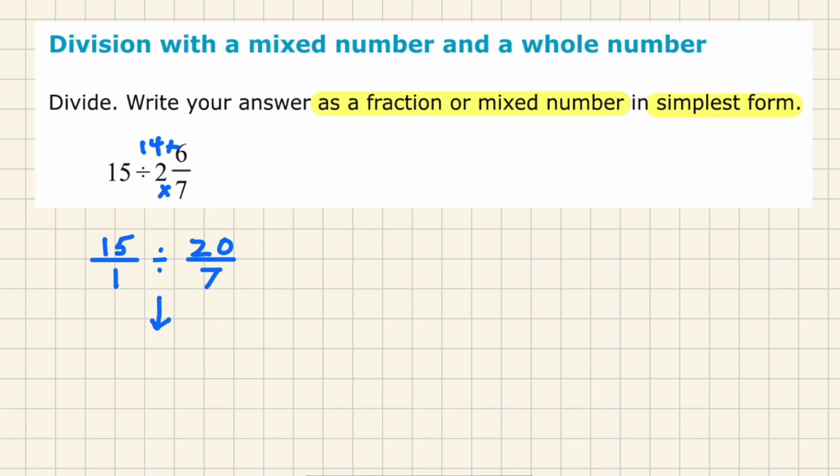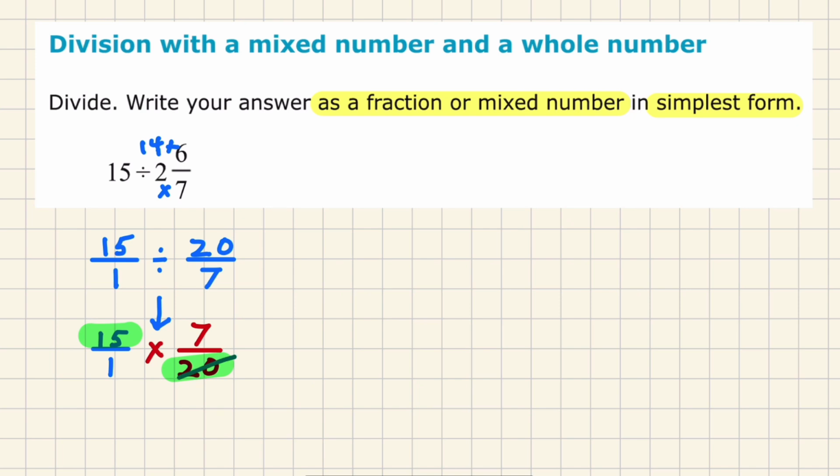And our process for dividing fractions is to leave that first fraction as it is, 15 over 1, turn the division into multiplication, and then take the reciprocal of the second fraction. So moving the 7 to the numerator and the 20 to the denominator, we now have fraction multiplication. And fraction multiplication means we can cross-cancel if possible. Here the 15 and 20 are both divisible by 5.